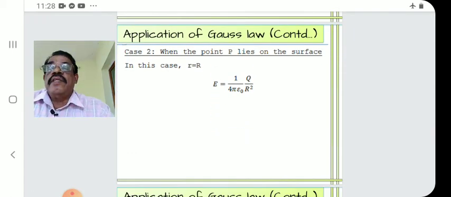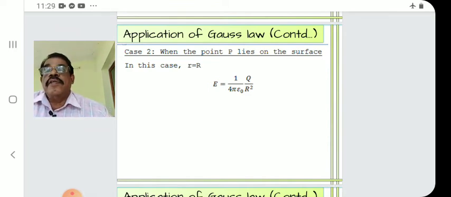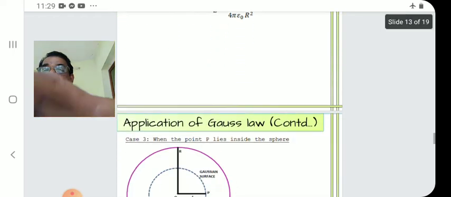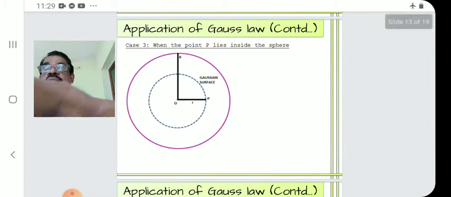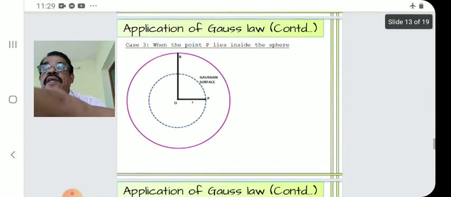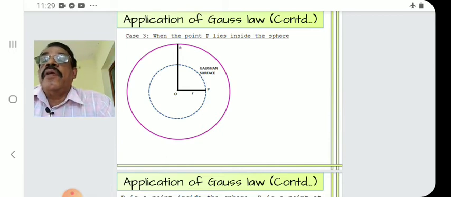And now we consider case 2 of this, when the point lies on the surface. In this case, small r is capital R, and E is equal to 1 by 4 pi epsilon 0 q by capital R square. And this is the maximum field. Now comes the next case, that's a special case. That is the difference between a conducting sphere and the non-conducting charged sphere.